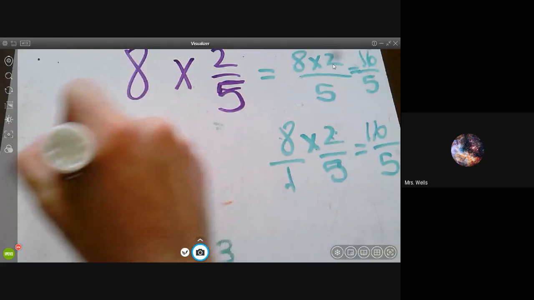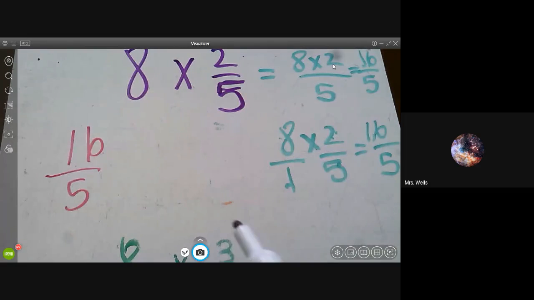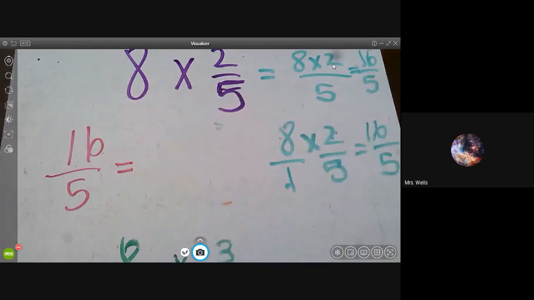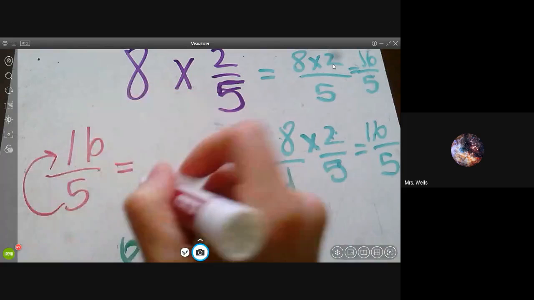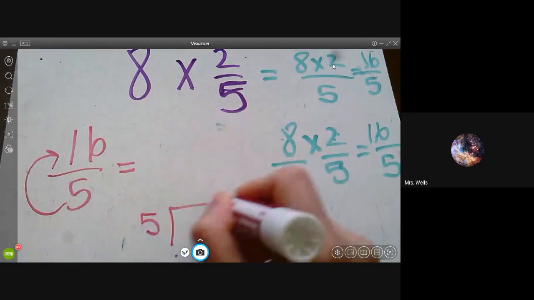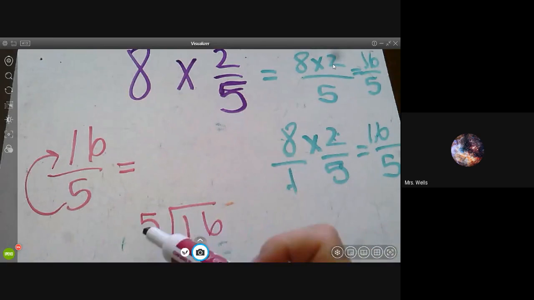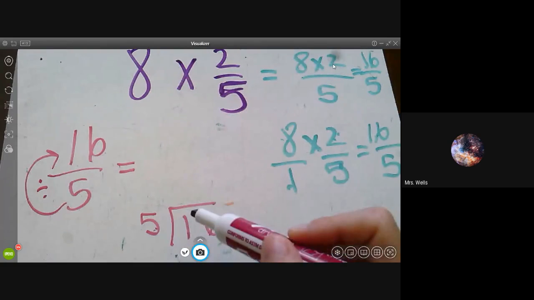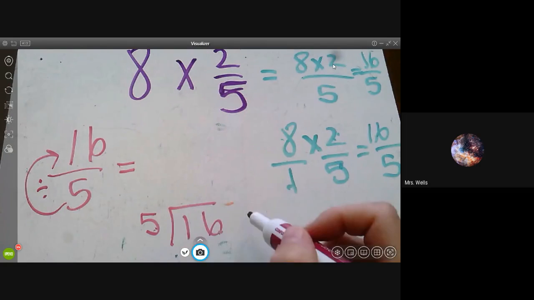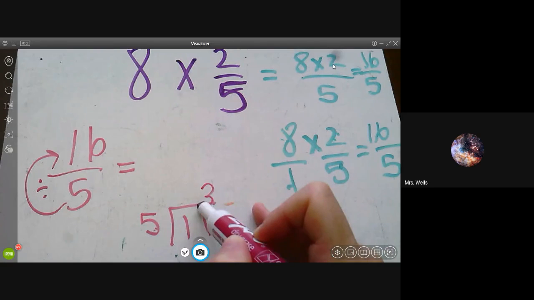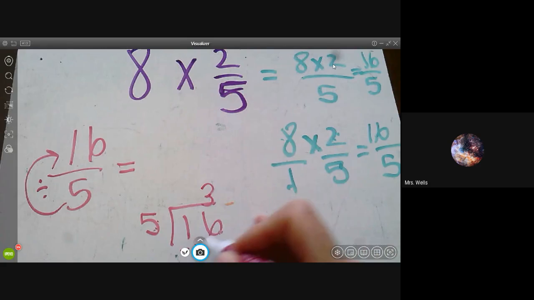Now, I need to make this improper fraction proper. So I divide. Five goes into 16, but not evenly. So 5, 10, 15. If I go one more, that's 20, so that's too much. So 5 goes into 16 3 times evenly. 3 times 5 is 15, and I have 1 remaining.